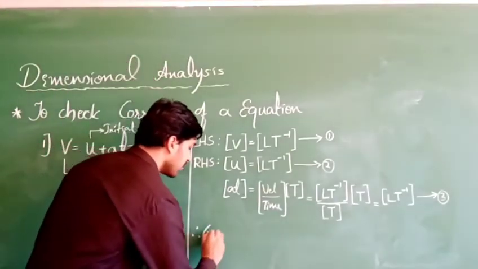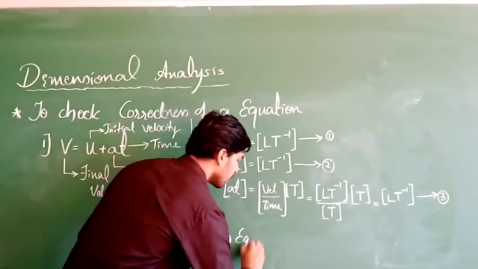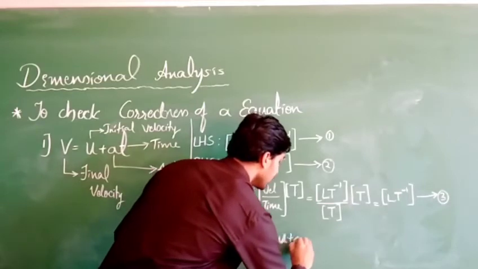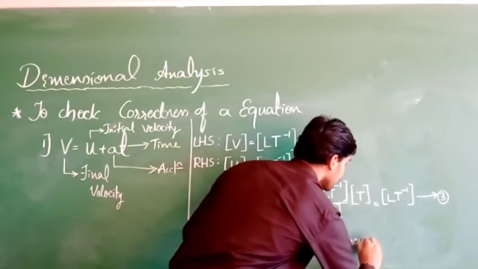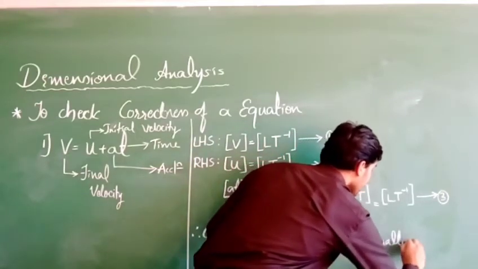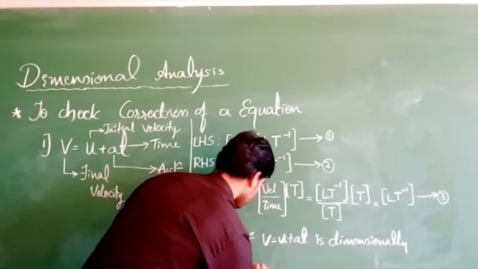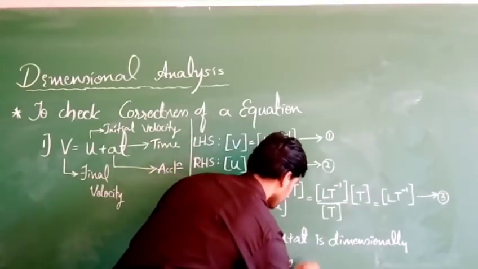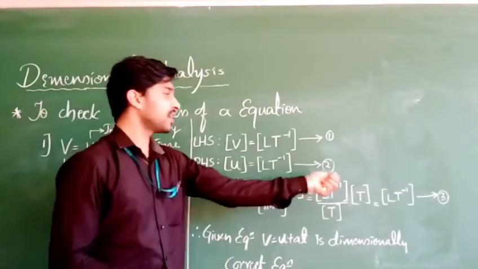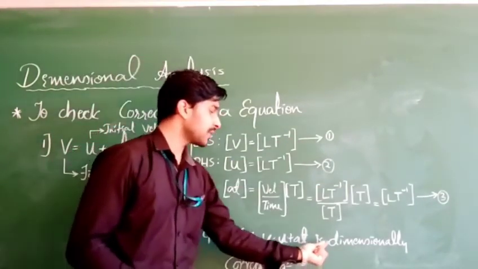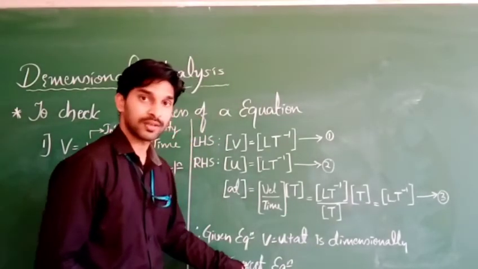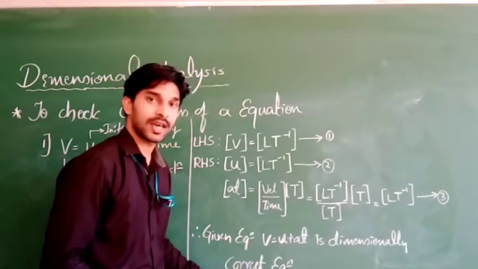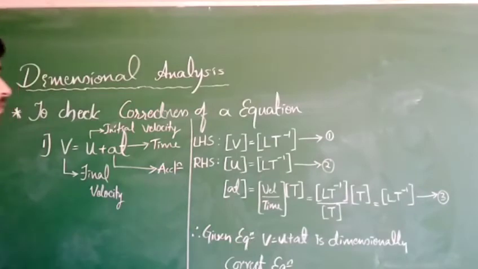Therefore, given equation V is equal to U plus AT is dimensionally correct equation. Or by comparing equations 1, 2 and 3, given equation V is equal to U plus AT is dimensionally correct equation. Clear? So here I had written correct equation. It is correct equation. Okay? Note it down. Shall I erase the board? Shall we go to one more example?